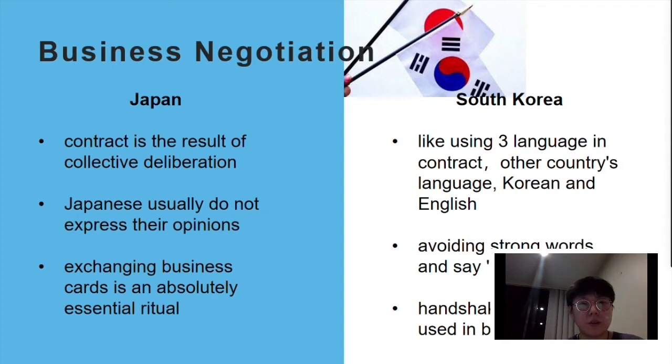In addition, according to Hofstede's method, bosses in these two countries have a high level of power. So Japanese and Koreans are used to hiding their opinions, and they don't say no to their boss and high-level people. And business cards and handshakes also play an important role in negotiating with these two countries, especially in Japan. When exchanging business cards, place your own card below the other's, and a handshake is a guarantee used in business in South Korea.